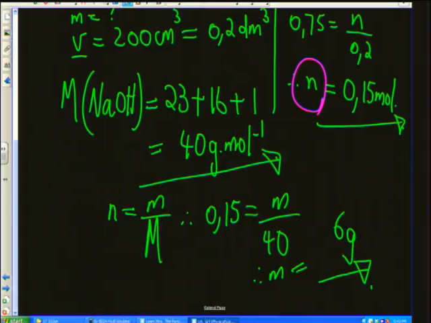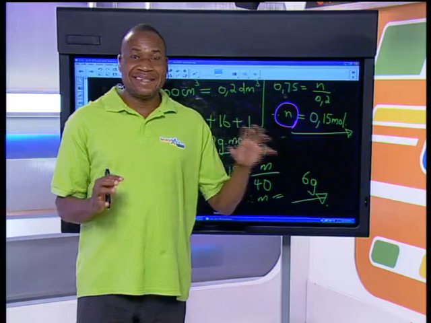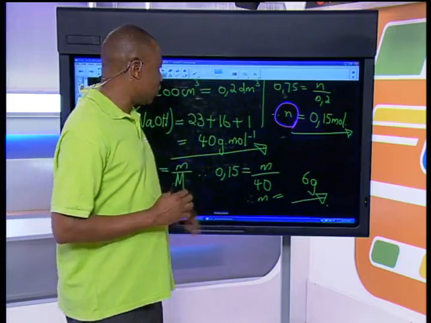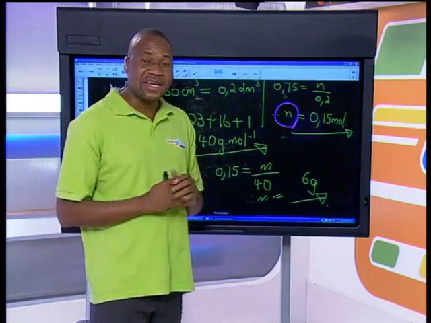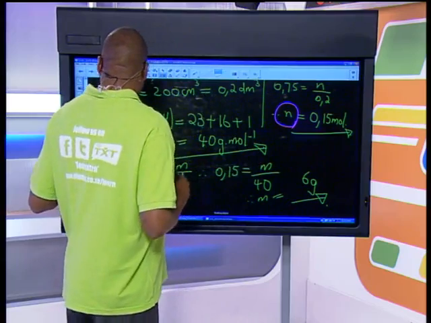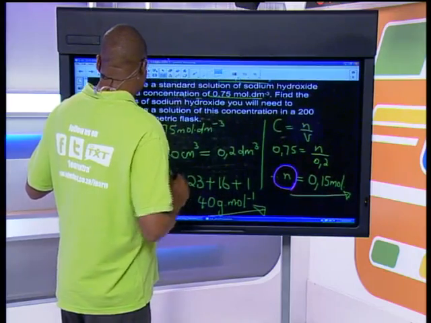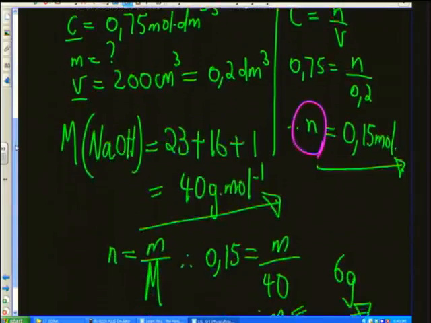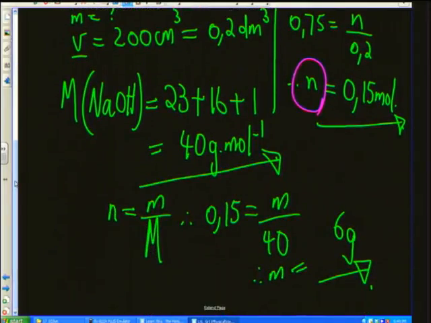Okay, so I need 6 grams of sodium hydroxide to prepare that standard solution of sodium hydroxide in a volume of 200 cubic centimeters. So that's what I needed to do there. So quickly you could see you can actually find the mass there.